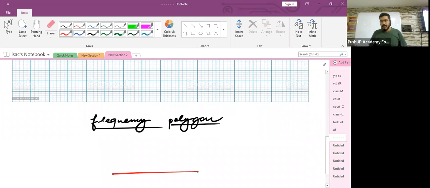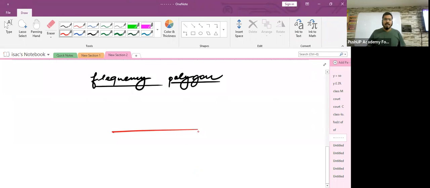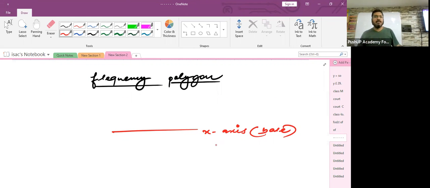Children, for a frequency polygon, the base will always be the x-axis. I repeat, for a frequency polygon, the base of the frequency polygon will always be the x-axis. If you want, you can just make a note of this on the rough side of your page. For a frequency polygon, the base will always be the x-axis. All right.